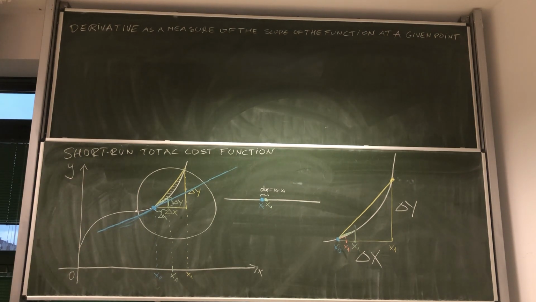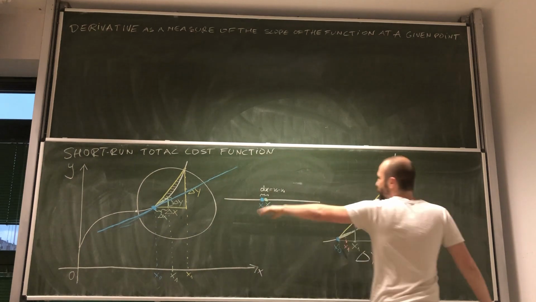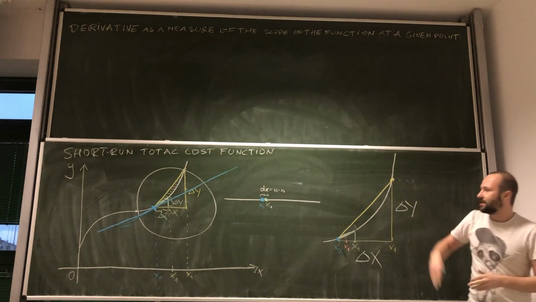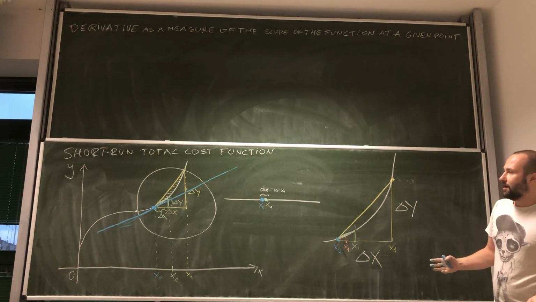But now, okay, you say, okay, so we've got the hypotenuse, but what about the adjacent and the opposite? We do not have delta y and delta x.